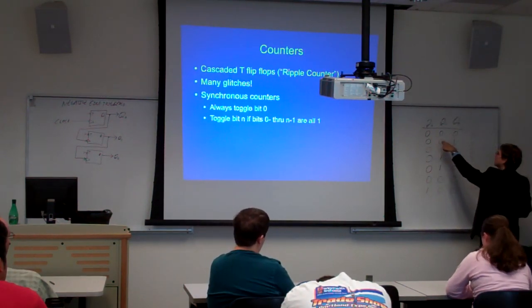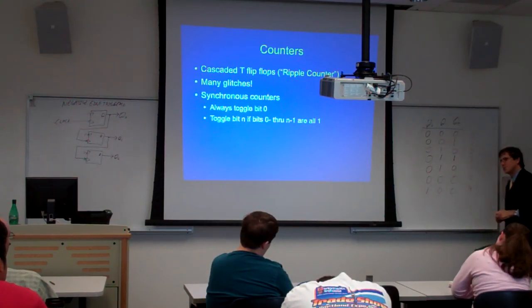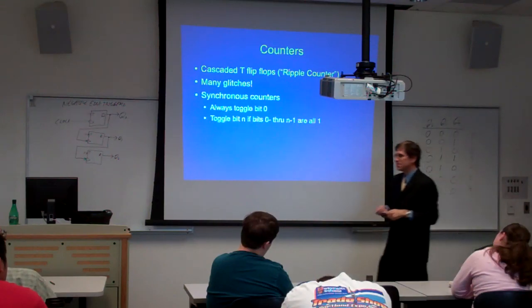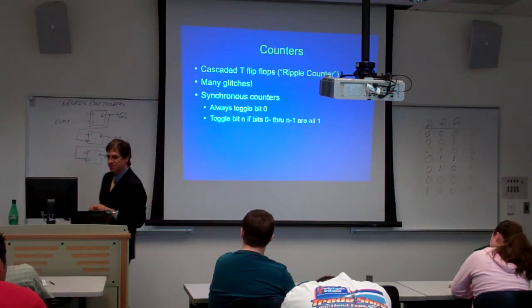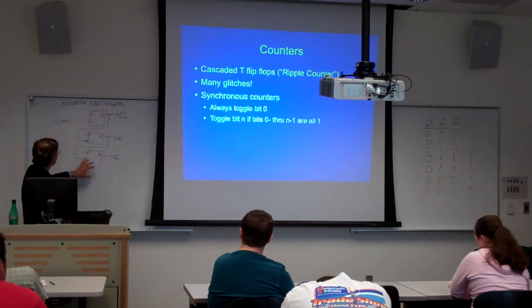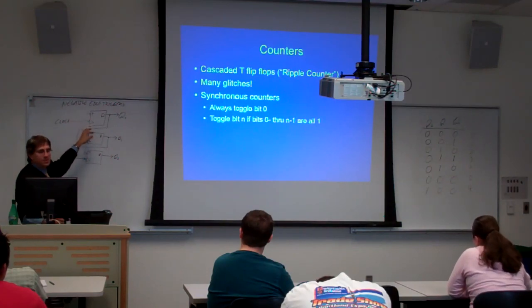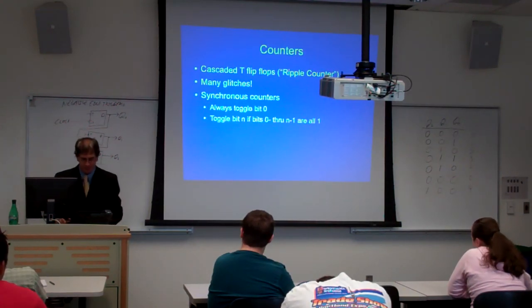This bit will toggle from here to here, because all the bits to the right are 1. And so you can build a circuit where each bit changes at the same time as every other bit just by doing this sort of look ahead. Now that's harder to build because you have to add more circuitry to look at previous stages, but it gives you a cleaner output.